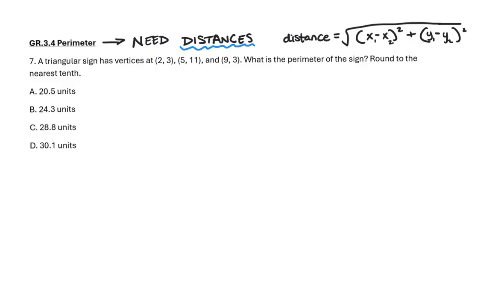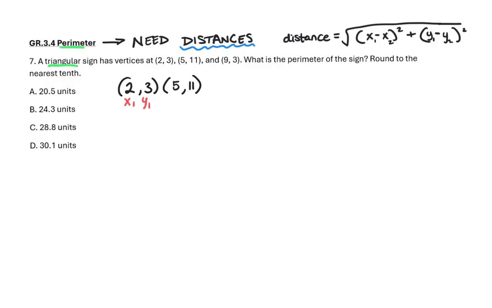Alrighty, up next. This one's going to take a while. This problem, I'm going to have to use the distance formula. And because it's a triangle and we're trying to find the perimeter, I'm going to have to do the distance formula 3 times. So the first time I do it, it's going to be between the first 2 points, 2, 3 and 5, 11. I might skip a few steps to go kind of quick here.